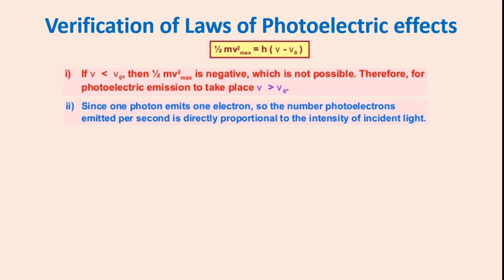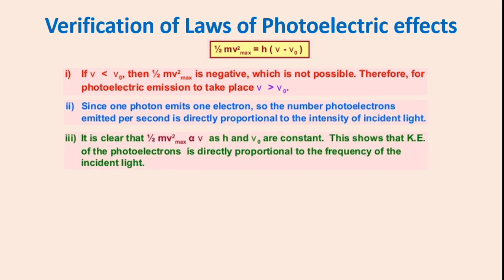Second one is, since one photon emits one electron, the number of photoelectrons emitted per second is directly proportional to the intensity of incident light. It is already discussed. As we increase the intensity, the number of photons also increases, and due to the increase in the number of photons, the number of photoelectrons will also increase, and it constitutes a larger photocurrent. That is, photocurrent is directly proportional to the intensity of incident light.